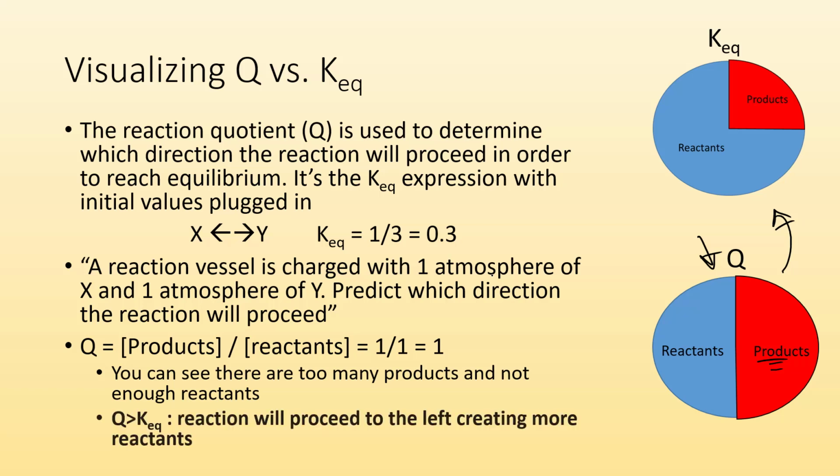So what's going to happen? Well, the reaction is going to proceed to the left, so that it makes more X. So we're going to convert some of these products into reactants. We're going to favor the reverse reaction.